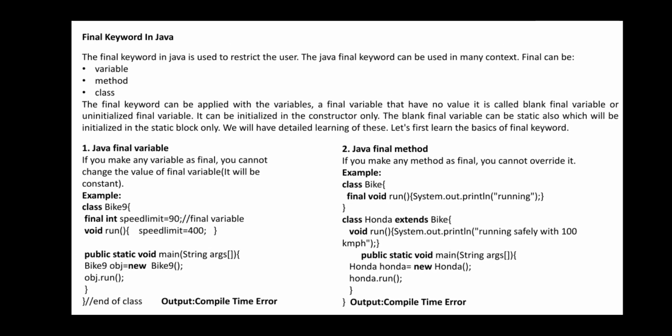Final variable means it is a constant value; it cannot be changed at the time of execution. And final method means you can't override the function. If a method is defined with final, it cannot be overridden. Or you can use a different function name, there is no problem. But if a function name is defined with final and the same name is used within another class, then you are going to have a problem.